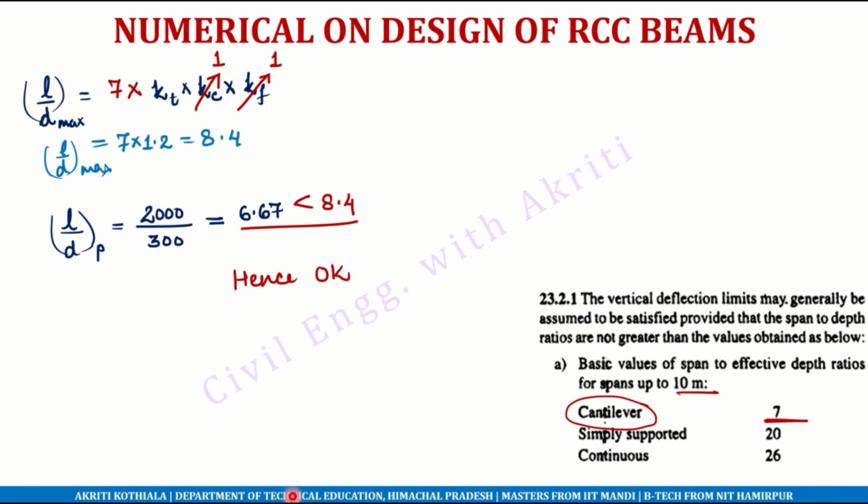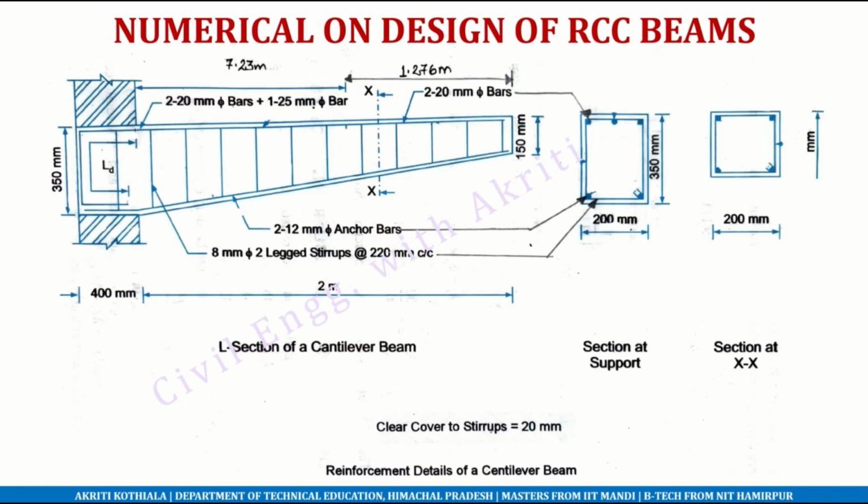So this brings us to the end of the question, where we can see the detailing of the question. We have at the fixed end the depth is 350 mm and 200 mm is the width. At the free end the depth is 150 mm and the width is 200 mm. There are 3 bars, 2 of 20 mm diameter and 1 of 25 mm diameter. At the top here, this is the tension face of the cantilever beam. At the free end, because we have curtailed the 25 mm bar, we cannot see it. There are only 2 bars of 20 mm diameter.